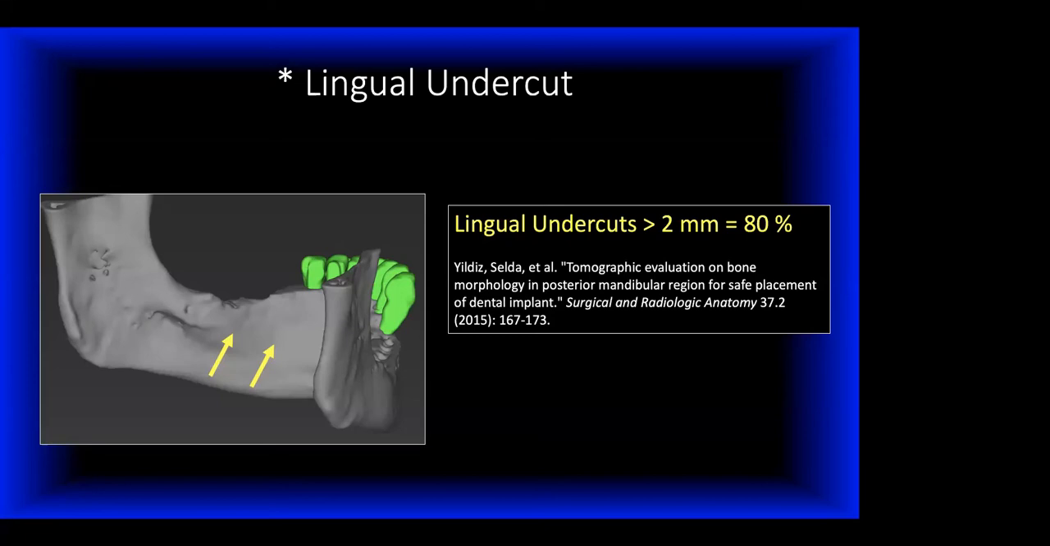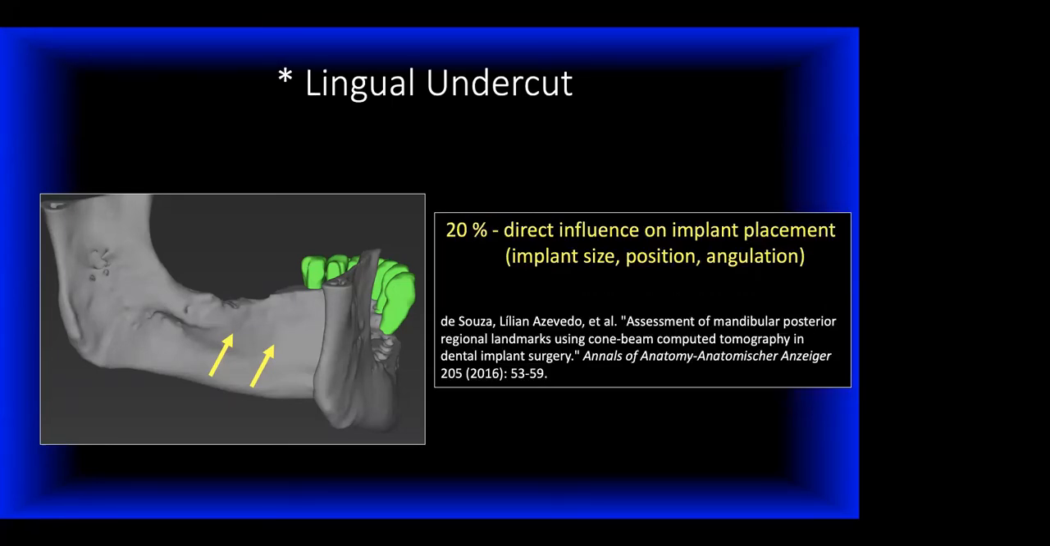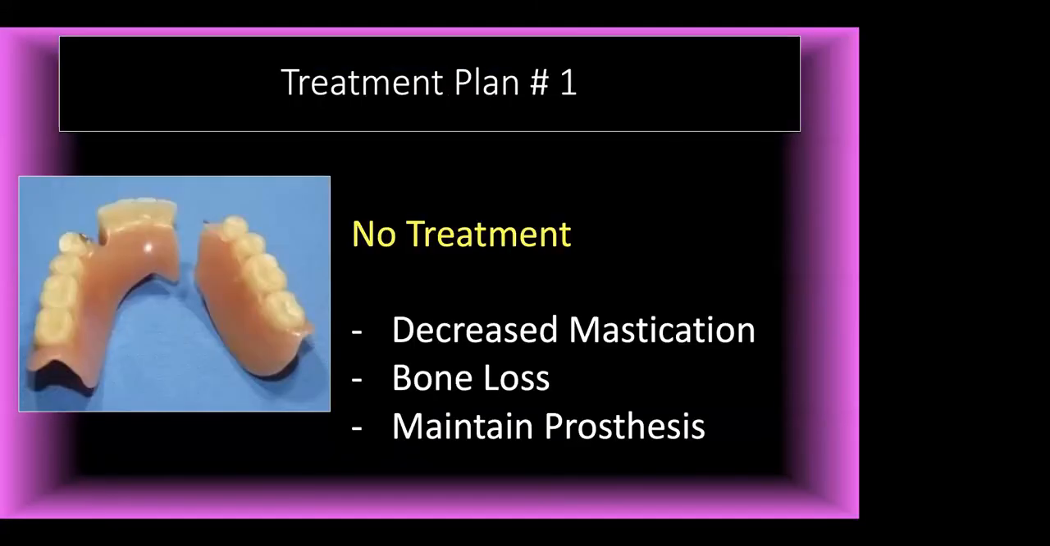However, in the posterior mandible, you have the sublingual fossa. So you have a lingual undercut. It not only causes problems with the amount of host bone to place the implant into, but it gives you an angulation issue to avoid perforating the inferior border of the mandible. If we look at studies, lingual undercuts greater than 2 millimeters occur in 80% of patients. Other studies show that in 20% of our patients, this sublingual fossa area will have a direct influence on implant placement, either by the implant size, position, or angulation. So the bottom line is this is an issue. You always want to look at the angulation and the amount of bone that is there.